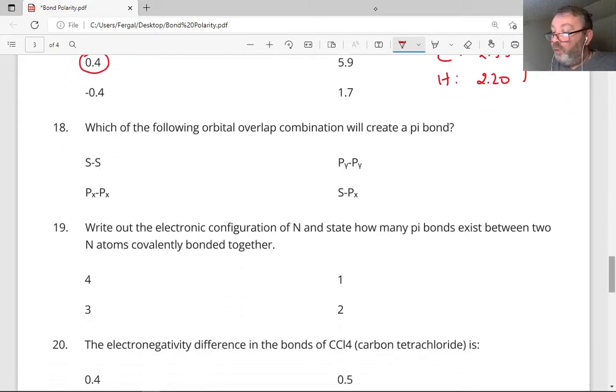Which of the following orbital overlap combinations will create a pi bond? Now, any time an s orbital is involved, it's sigma. So s can't be involved. So therefore pi will always be between two p orbitals. So we have two options here, px, px or py, py. Now to keep in mind, px, px come in like this. Okay, so there's a head-on collision, which is a sigma bond. Whereas py and py are in parallel, and parallel p orbitals form pi bonds.